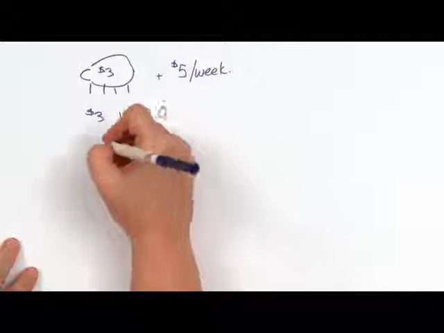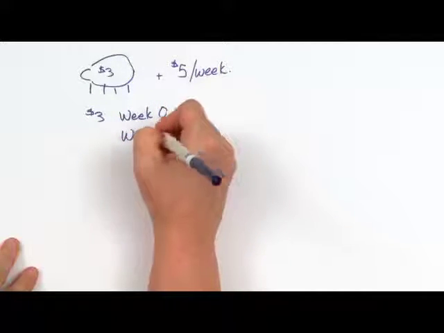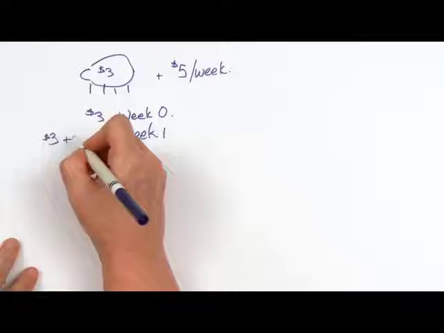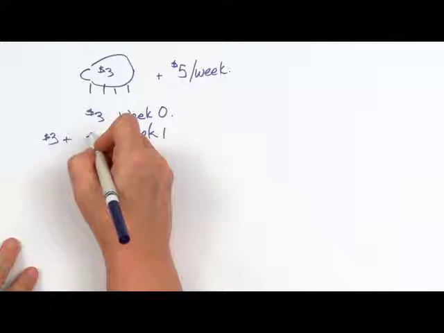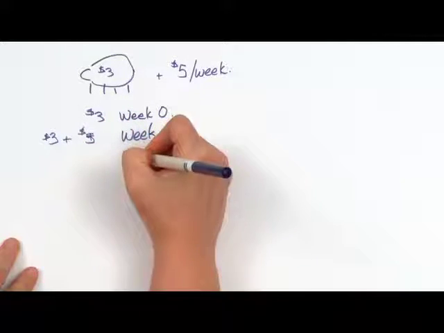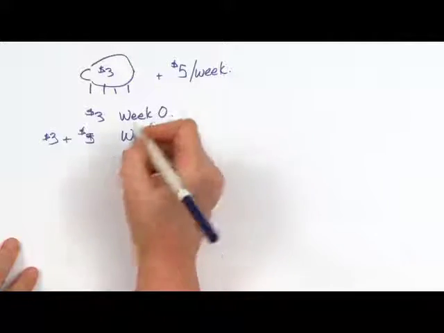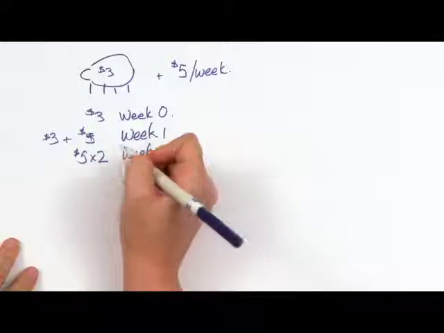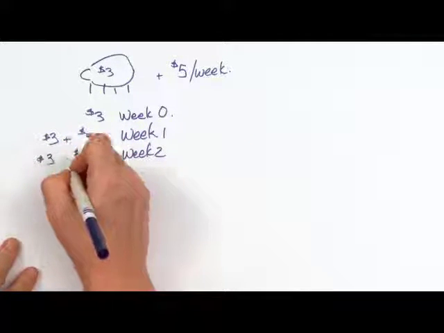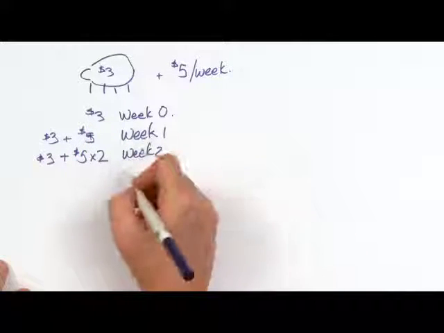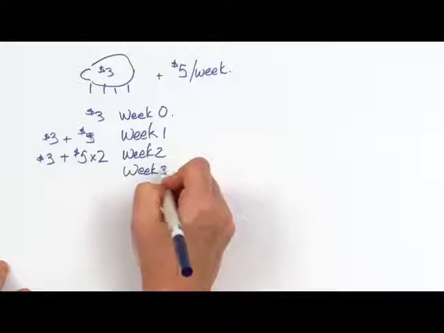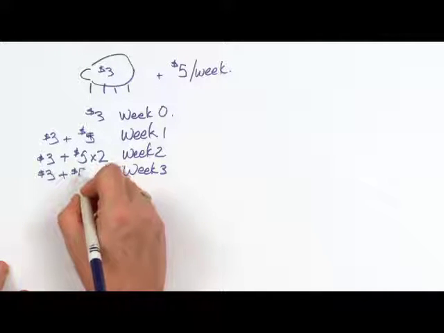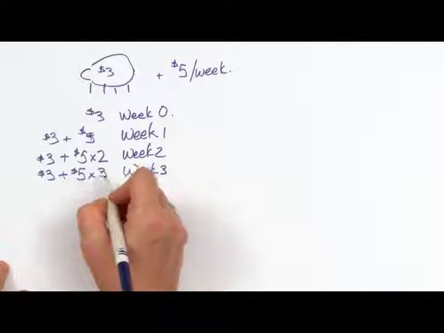So I could say that on week 1, I have my original $3 plus $5. Week 2, I could say that I have my $5, but I have 2 lots of $5. And of course, my original $3. Week 3, I have my $3, but this time I have my $5 times 3.